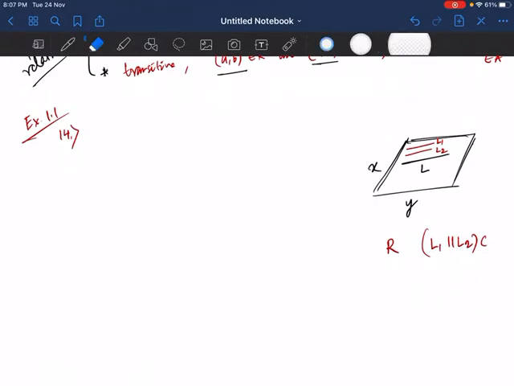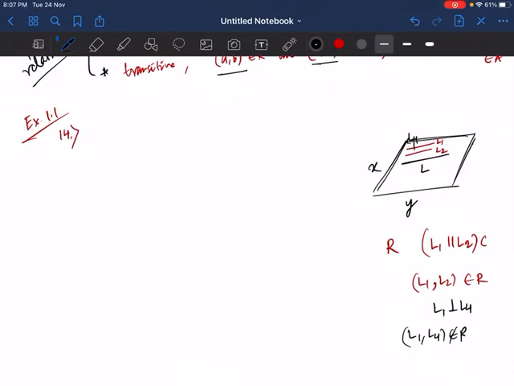So if L1 is parallel to L2, I will write (L1, L2) is an element of R. Suppose there is another line L4 which is perpendicular to L1. Now (L1, L4) will not be an element of R. Why? Because the relation we are talking about requires the two lines to be parallel. For perpendicular lines, the relation does not exist.